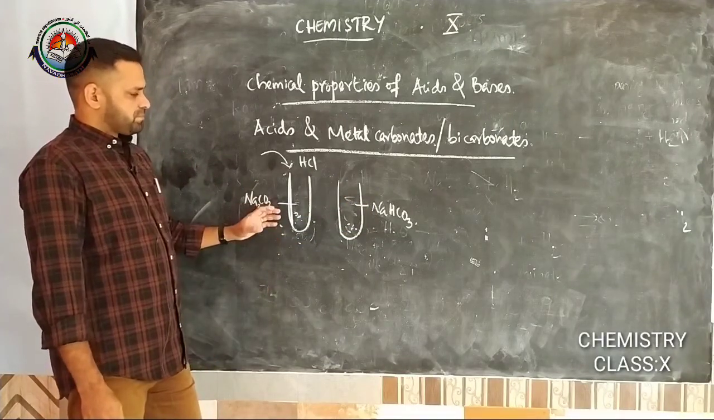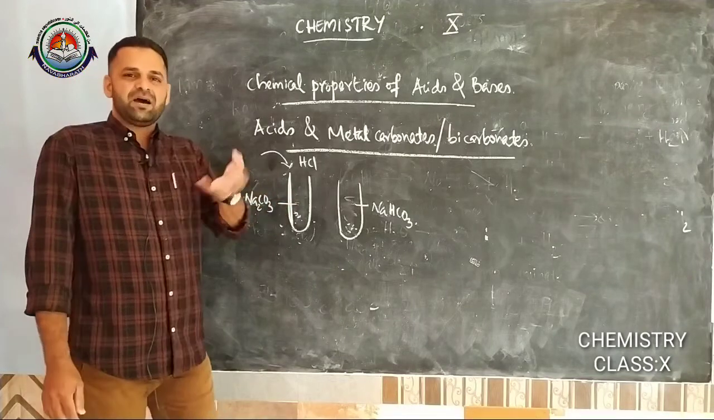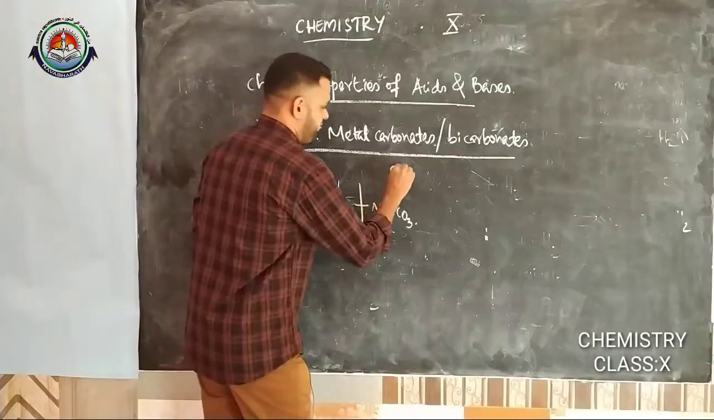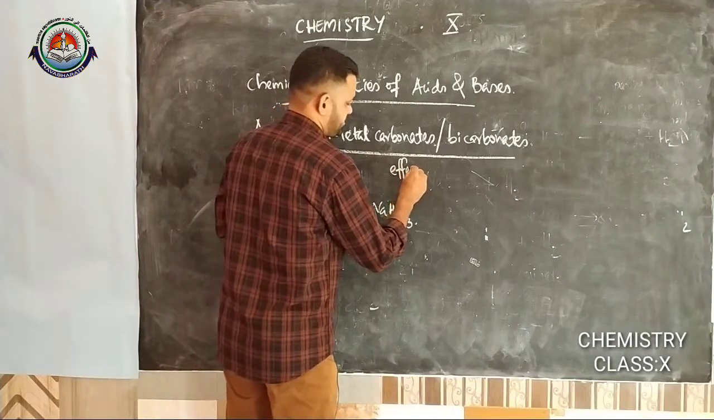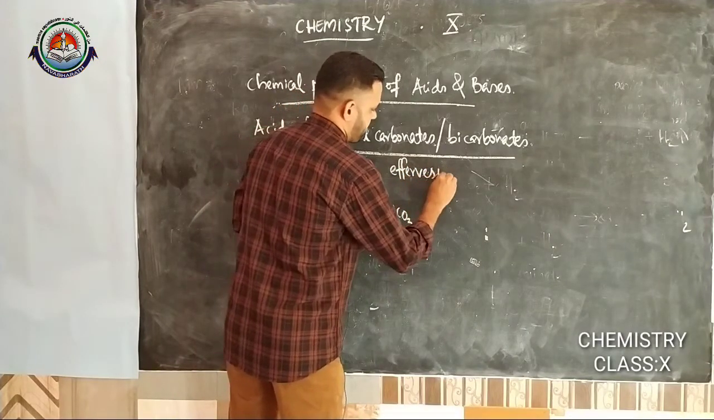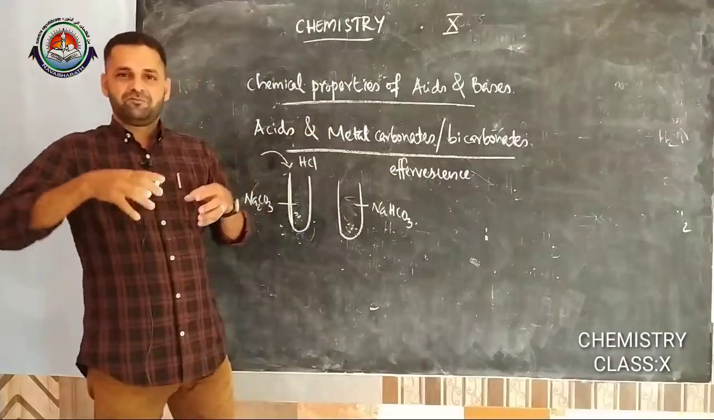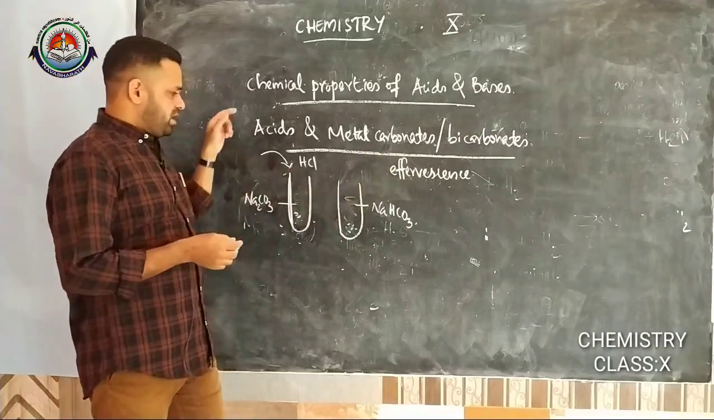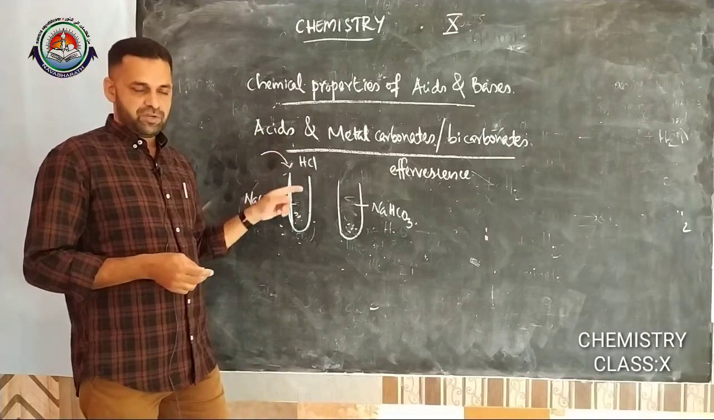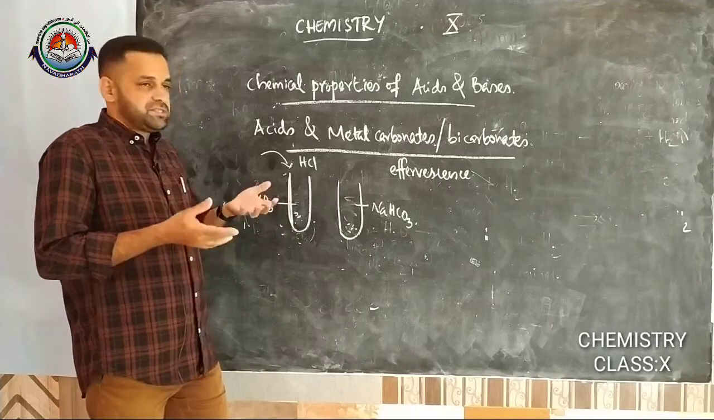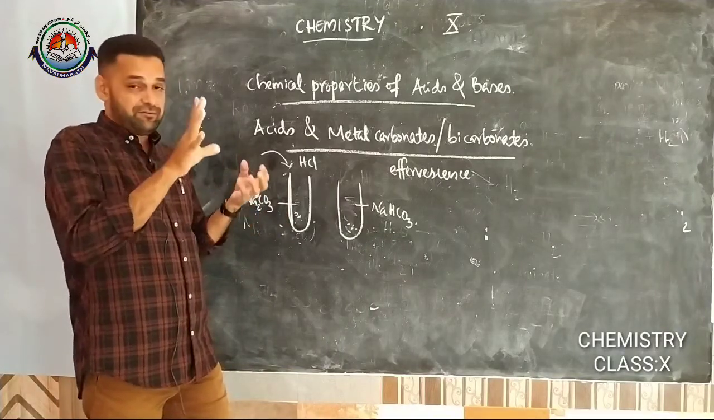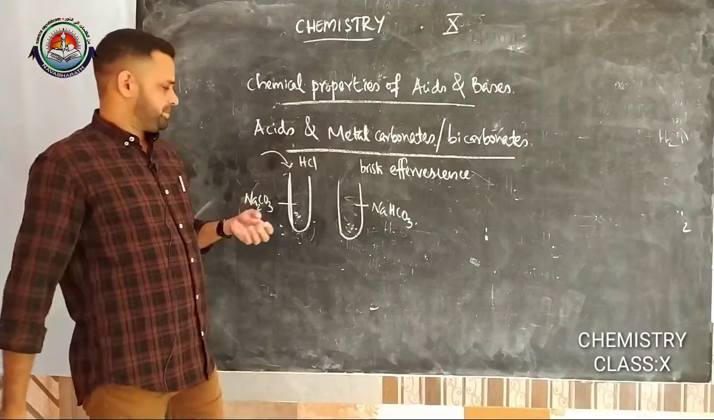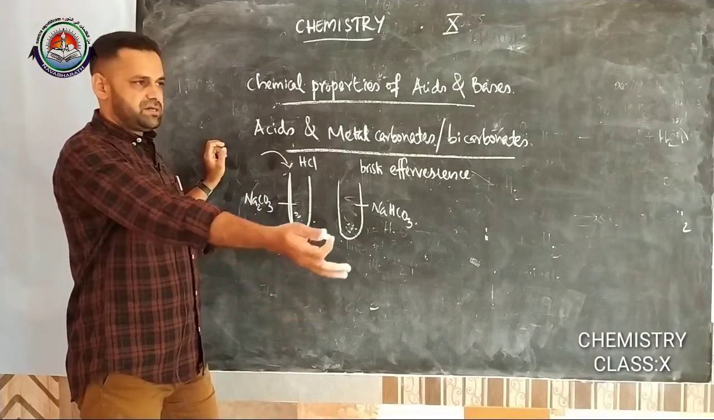Then you can see some bubbles forming in these test tubes. That is called effervescence, or otherwise called brisk effervescence. It is just like froth. Froths are coming, or bubbles are coming out. That is called effervescence. When dilute hydrochloric acid or dilute sulfuric acid is added to sodium carbonate, you can see a brisk effervescence, that is, bubbles forming.